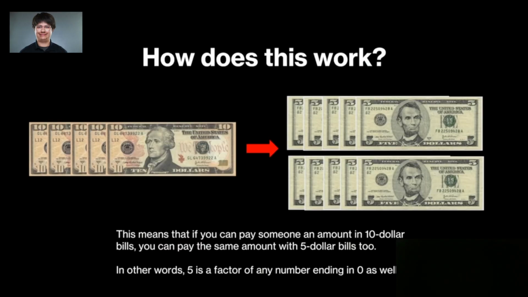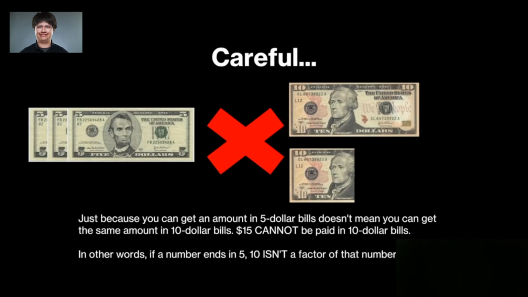Now you may be tempted to think that since 5 goes into any number ending in 5, then 10 should probably be a factor as well. Let's prove ourselves wrong here. Suppose I wanted to pay someone $15. Could I pay them using $10 bills only? I couldn't. And I can't split one $10 bill and call it $5. So just because 5 is a factor for any number ending in 5 doesn't mean that 10 is one.